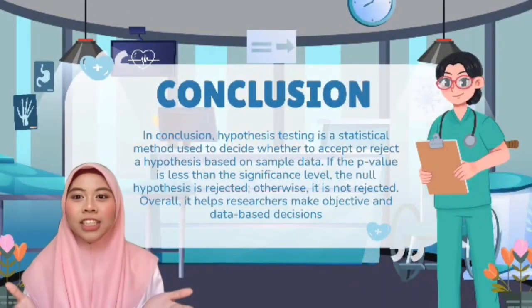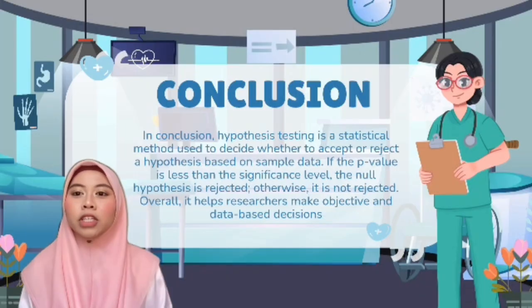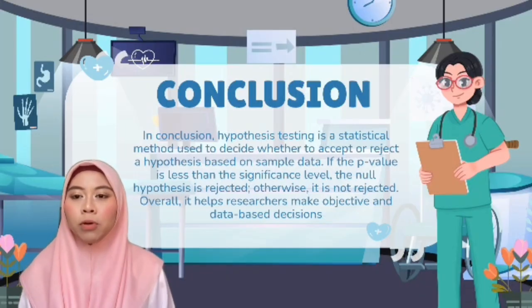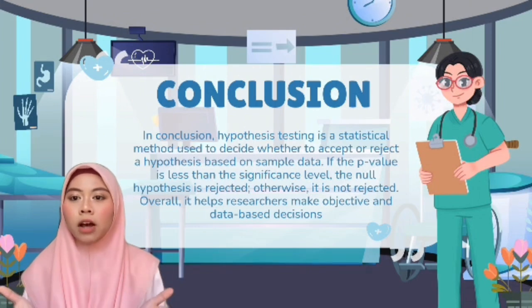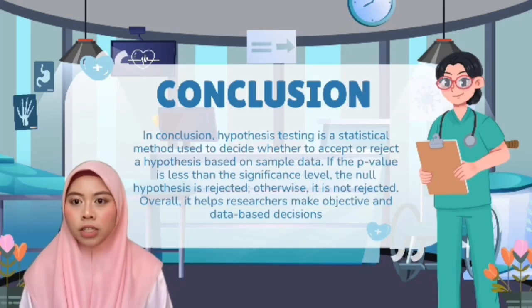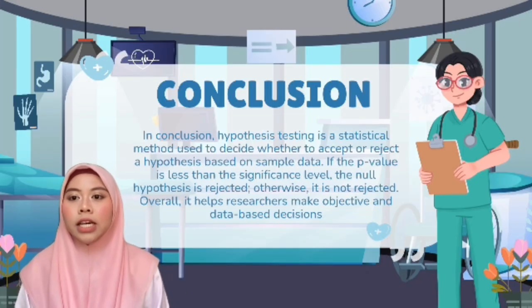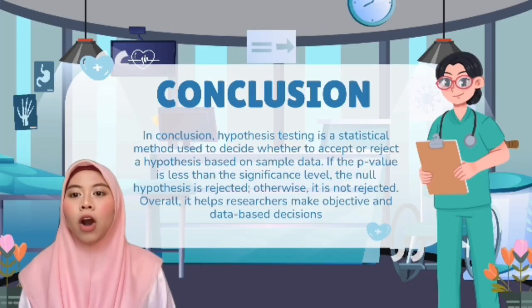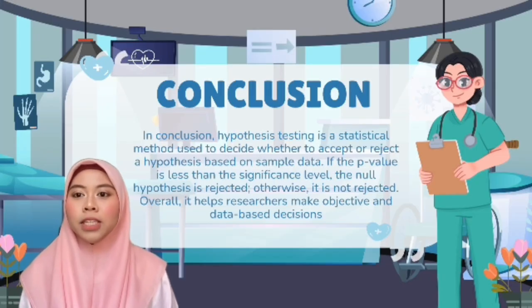Conclusion: hypothesis testing is a statistical method used to decide whether to accept or reject a hypothesis based on sample data. If the p-value is less than the significance level, the null hypothesis is rejected. Otherwise, it is not rejected. Overall, it helps researchers to make objective and data-based decisions.